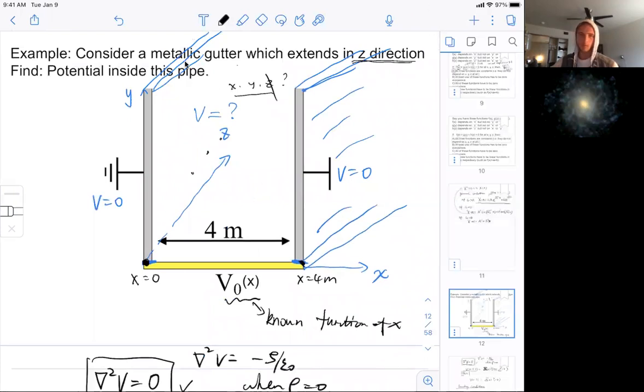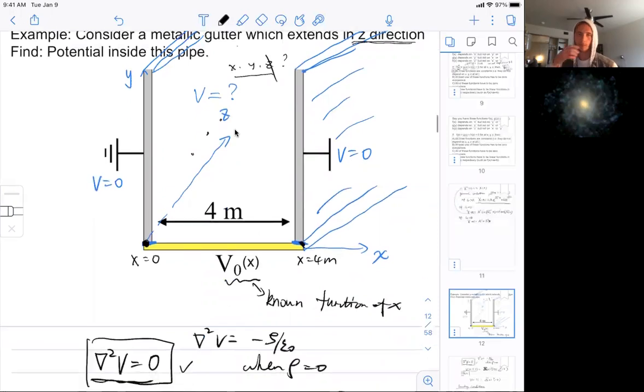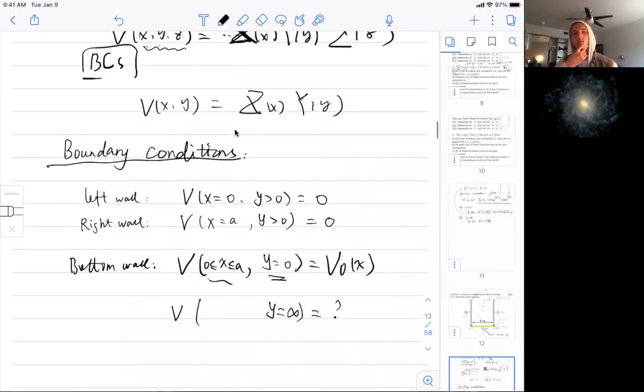It has to be 0. Yes, thank you, Diego. It has to be 0. That makes it a physically possible scenario. Okay, so we change in x, we change our v.